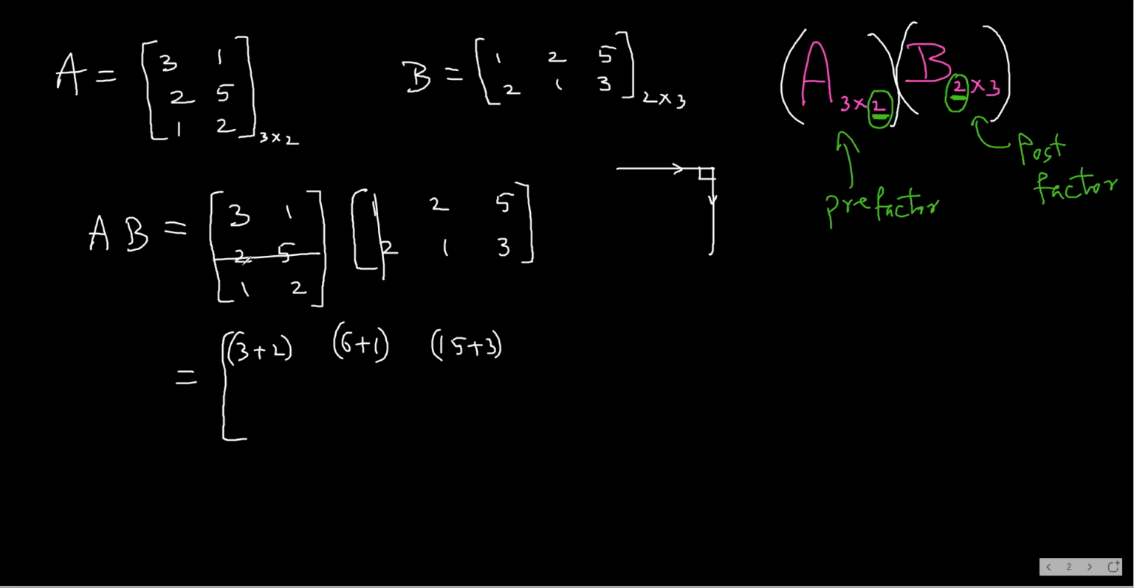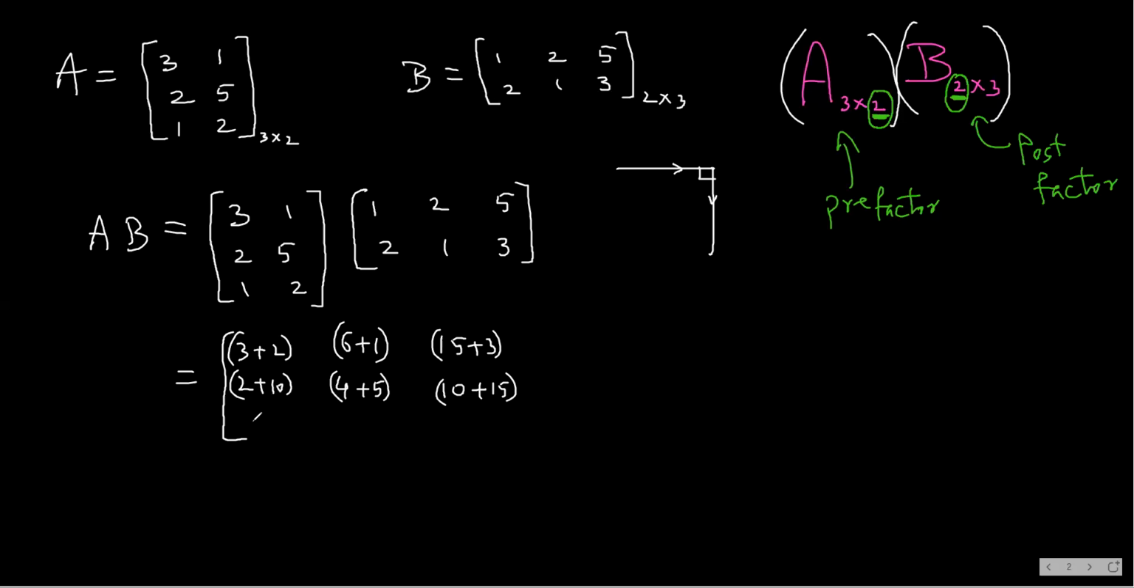Second row, first column: 2 into 1 is 2 and 5 into 2 is 10, so 2 plus 10, which I write in the second row, first column, because I am multiplying the second row with the first column. Very simple. Then second row, second column: 2 into 2 is 4, plus 5 into 1 is 5. Then I have 10 plus 15.